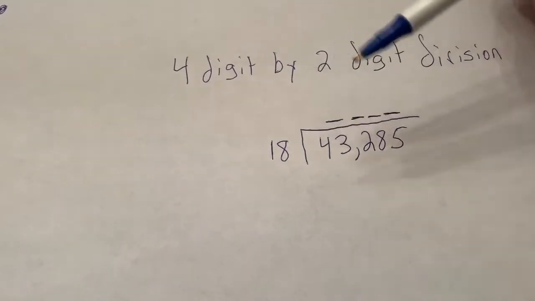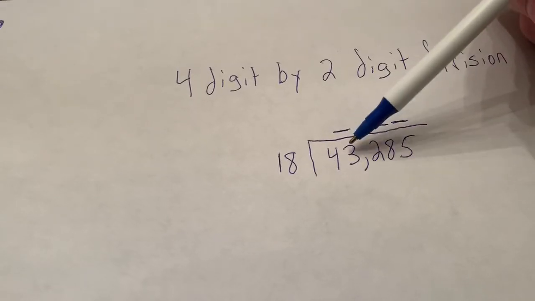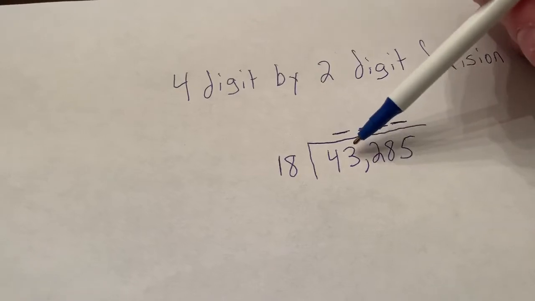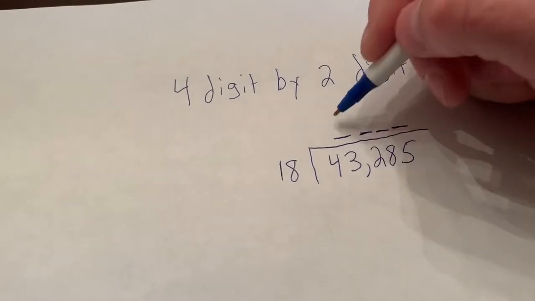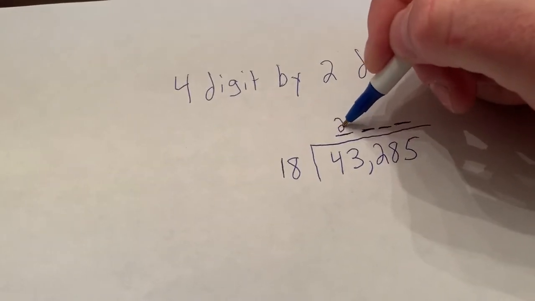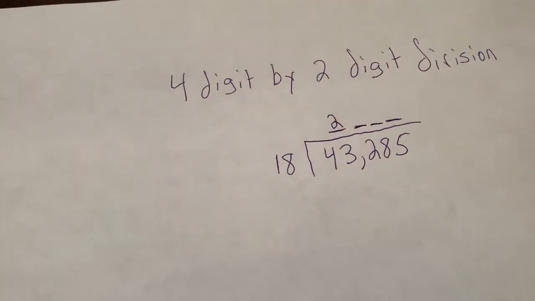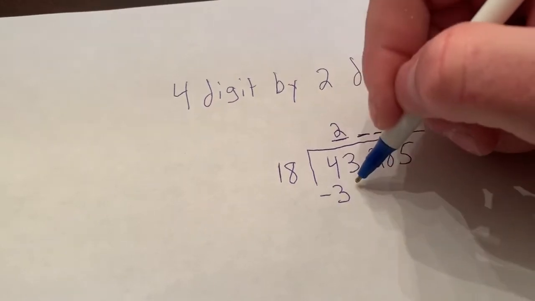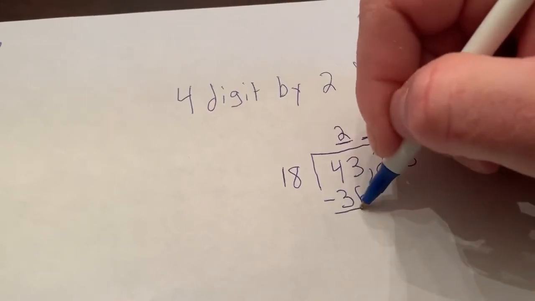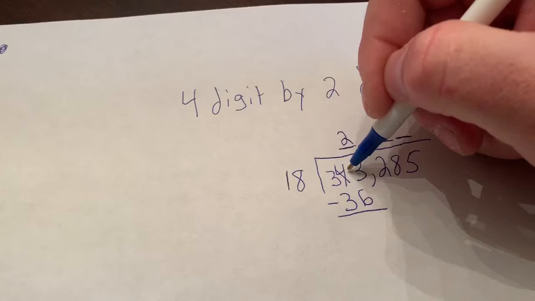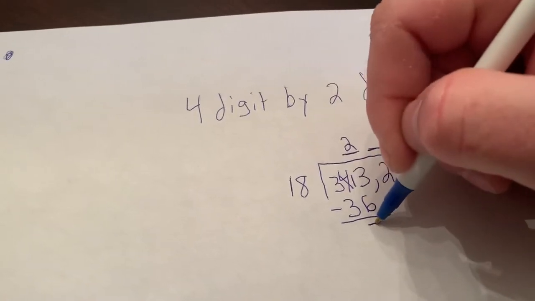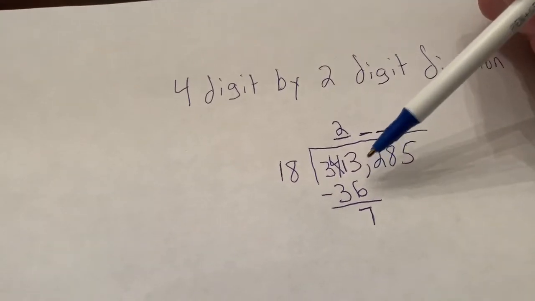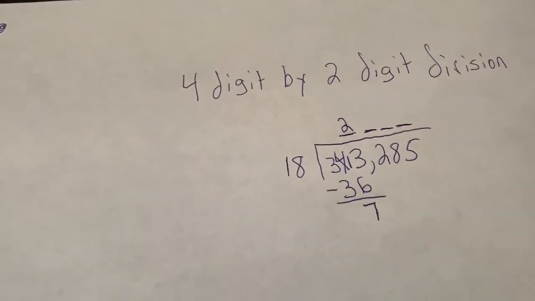So I know I can get 2 18s out of 43. Now, that's not actually 43, is it? It's 43,000. So when I put the 2 up here, that 2 is actually worth 2,000. So 2 times 18 is 36. When I subtract that, 43 subtract 36, that will give me 7. But I'm actually subtracting 36,000 right here.